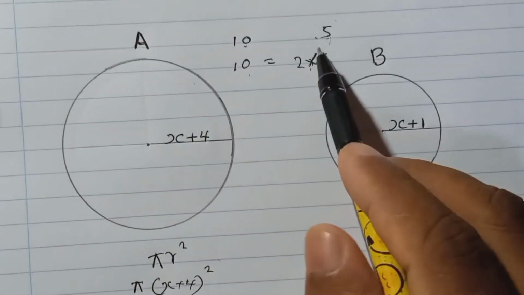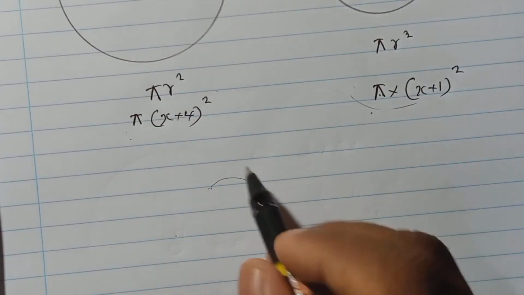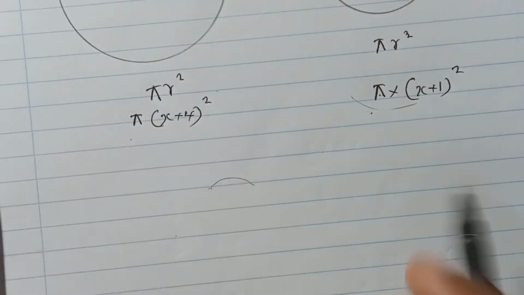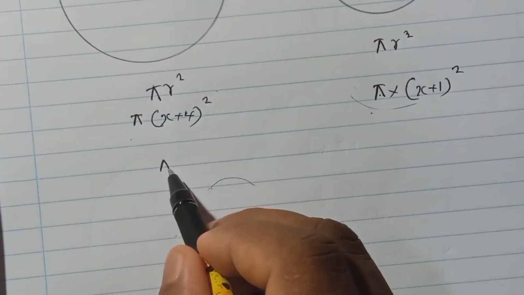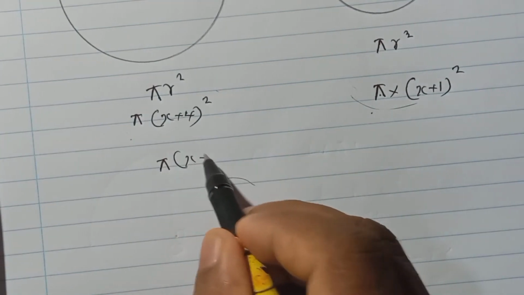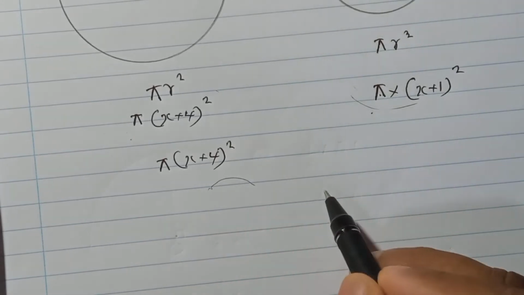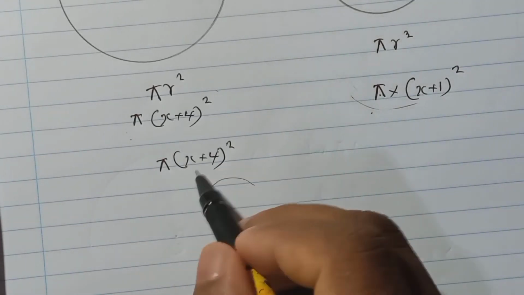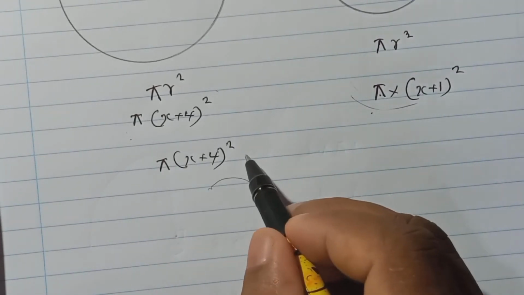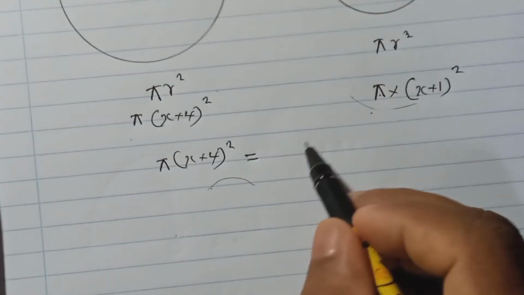Okay, here we have to multiply 5 by 2, right? So what I will do, this area, that means area of the circle A, pi times x plus 4 square, is equal to this one, the small one.